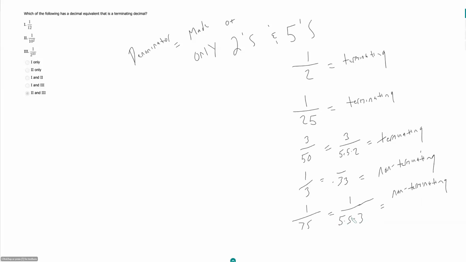Or we could say even something like, if we add another 2 here, 1/150. This will also be non-terminating because even though we have 5s and 2s, the second you add something that is not a 5 or a 2, it becomes non-terminating. So these rules are pretty simple. We just have to check for our 5s and 2s here. So 12 can be written as two 2s and a 3, so this is going to be non-terminating.